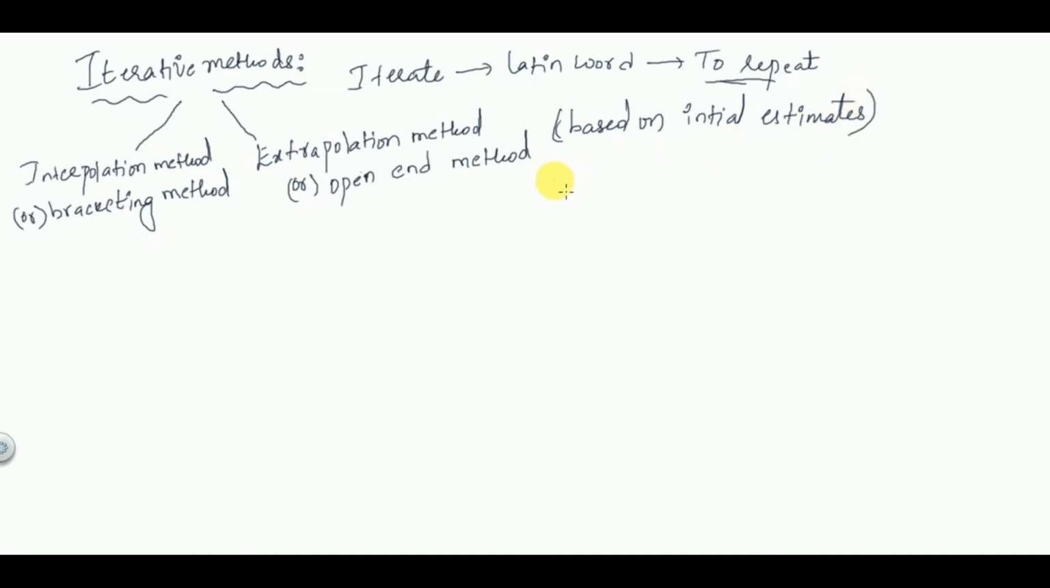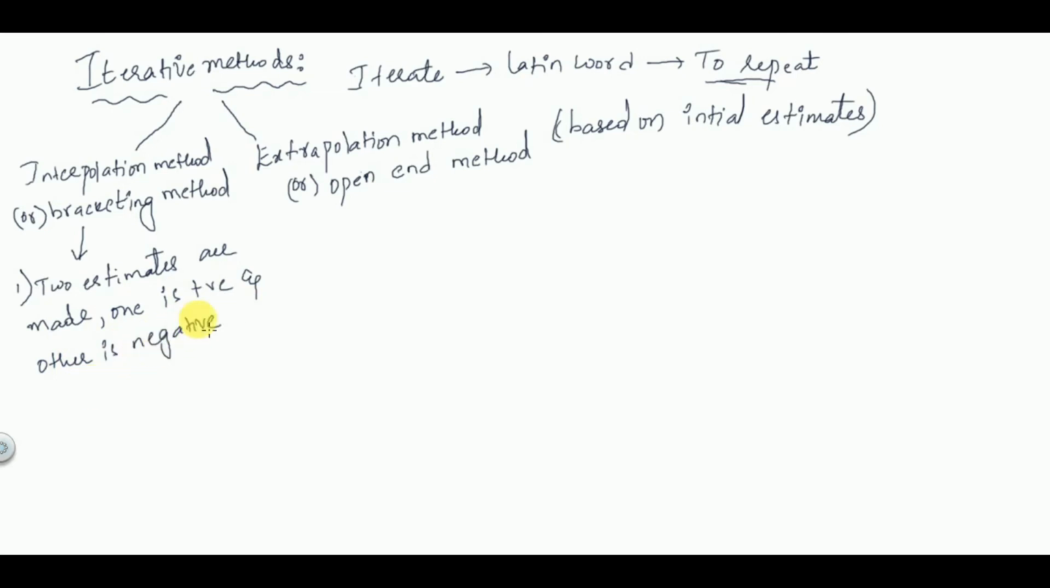So how we are taking the initial estimates, based on that you are going to have the interpolation method or extrapolation method. First we'll discuss interpolation methods. In this, two estimates are made, that is we are going to assume two initial estimates. In these two estimates, one is positive and the other is negative.